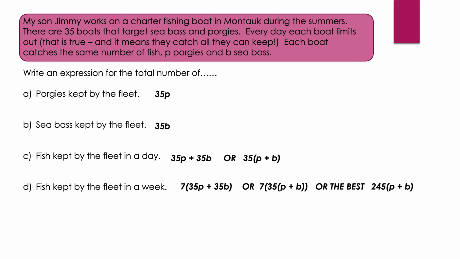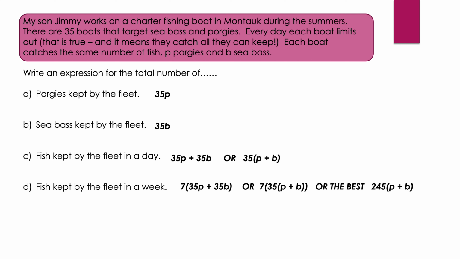All right, next set of problems. I just want to go through here and show you these answers and make sure that they make sense to you rather than have you work on them alone. My son Jimmy works on a charter fishing boat in Montauk during the summers. He does, and on a weekend day, he can make $1,000 in a day. It's pretty impressive. There are 35 boats that target sea bass and porgies. Every day, each boat limits out. That's pretty much true. It means they catch all that they can keep. Each boat catches the same number of fish, P porgies and B sea bass. Write an expression for the number of porgies kept by the fleet. The fleet is all 35 boats. So, since each boat catches P porgies, I got to multiply it by 35, I get 35P.